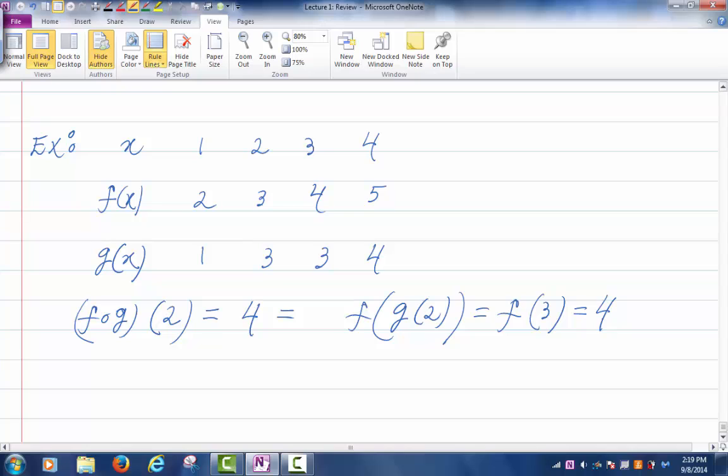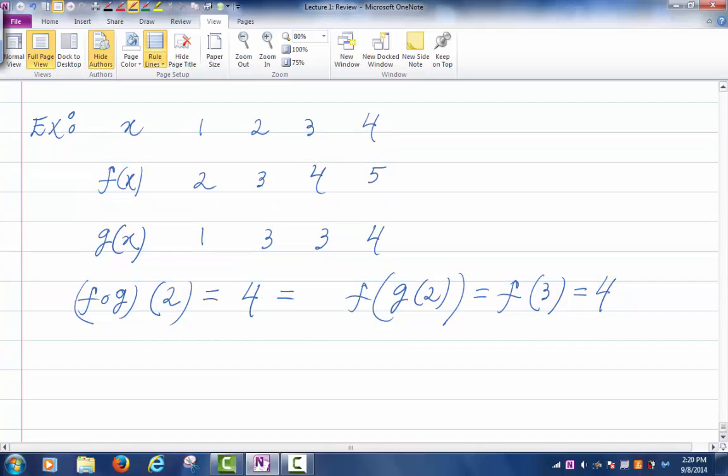Is that making sense? So in your exercises, you'll see that there is one problem where you're given a table like this and you're asked to compute the composition function at different values of x. Any questions on that?